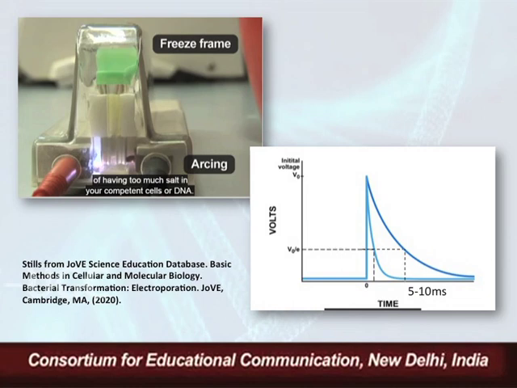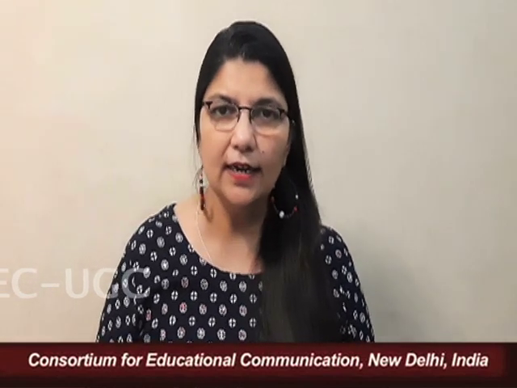So we have to be very careful when we proceed with the electrotransformation method. The vector DNA, as well as the fragment of DNA, has to be really clean. It has to be devoid of all the salts, otherwise arcing can happen and no transformation will be done. So the time constant is an important thing to note. The ideal time constant will be around 5 to 10 milliseconds.